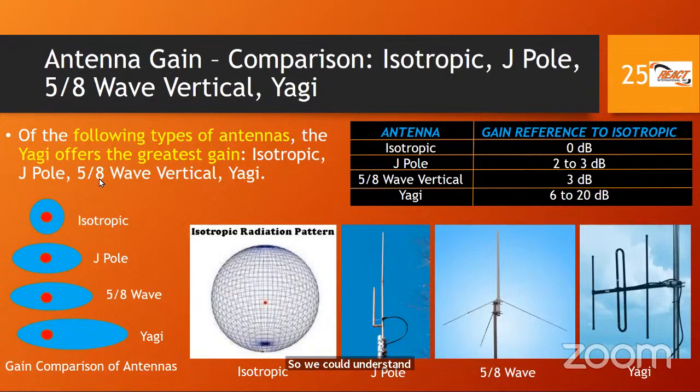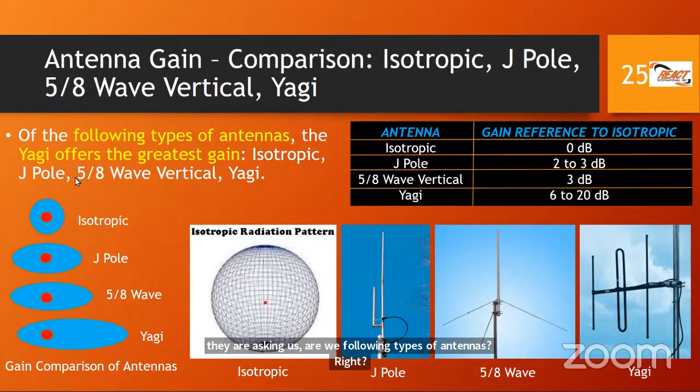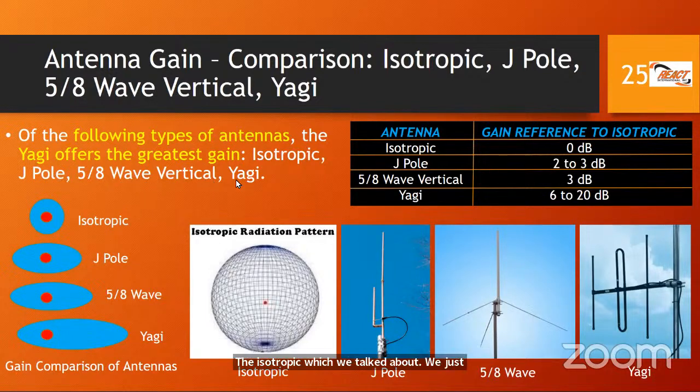So let's look at the question and let us see what the correct answer is. And let us see how we are able to actually figure out what the correct answer was. So they're asking us of the following types of antennas, right? The isotropic, which we talked about. We were just introduced to the J-pole. We were introduced to the 5/8 wave vertical and the Yagi, which is a beam antenna. Of these four types of antennas, right, which one has the greatest amount of gain, right?